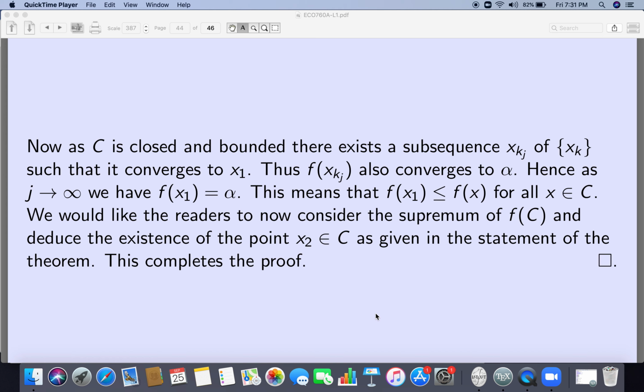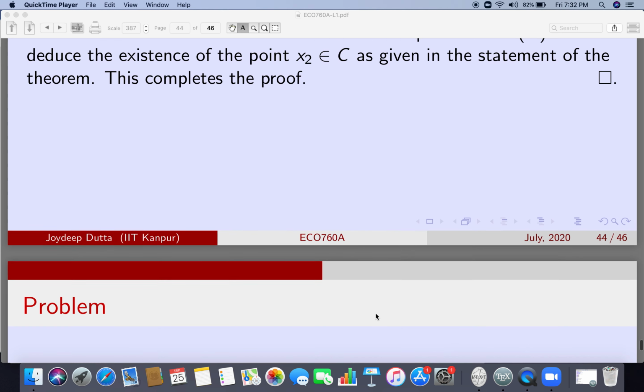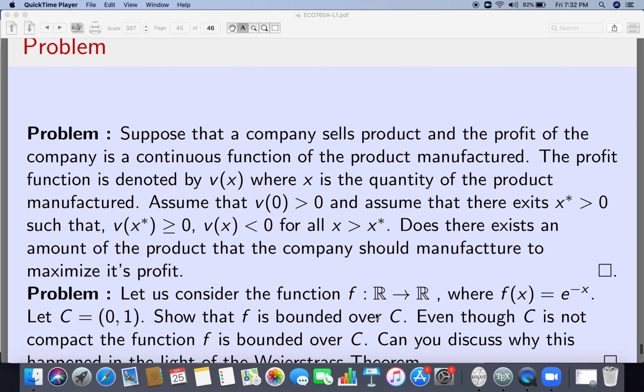So because x_kj is going to x1, the limit as j tends to infinity of f of x_kj is nothing but f of x1. So f of x1 is equal to alpha, because the limit of f of x_kj as j tends to infinity is alpha. So what does it mean? Alpha is anyway the infimum value, so f of x1 is less than or equal to f of x for all x an element of C. Your job is to handle the maximum one, with the same kind of argument.